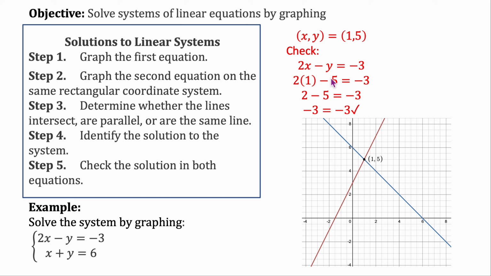So to check it, I'm going to plug the point 1, 5 into our first equation. I'm going to go back to that original form. And you'll see that I get a true statement. Negative 3 does indeed equal negative 3. But you should check it in both equations because it has to be a point on both equations. And if you plug it into x plus y equals 6, you do indeed get 6. So that is how you can check your work.